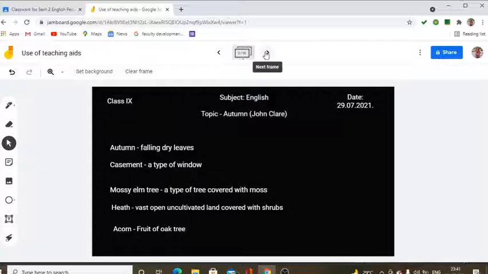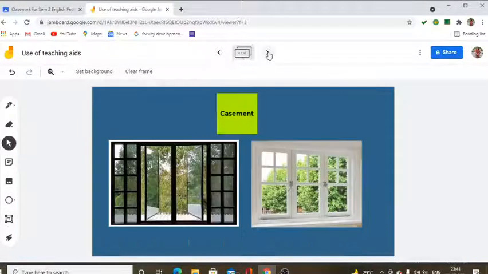The teacher shows the next slide and asks, what do you see in this picture? Now the student replies, a casement. Casement. The teacher says, yes. Do you know what's a casement?